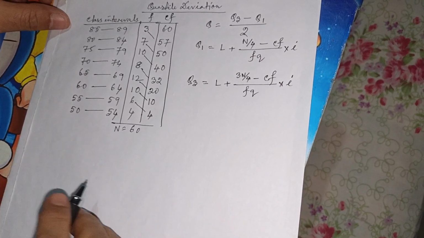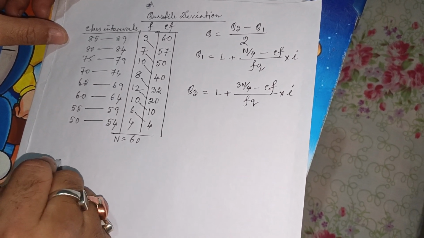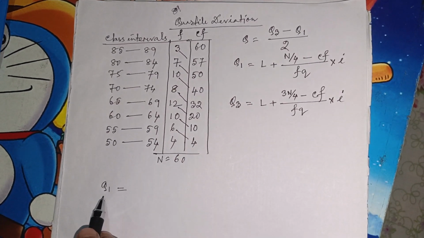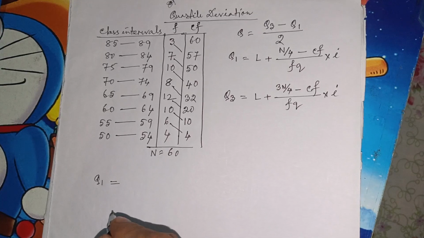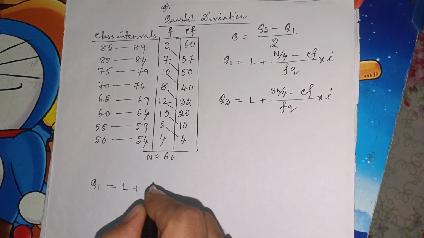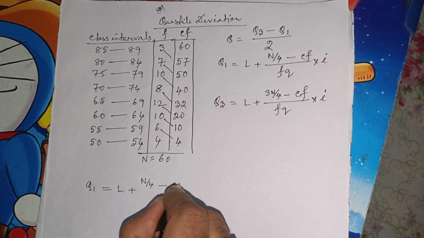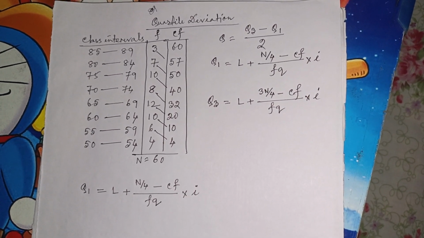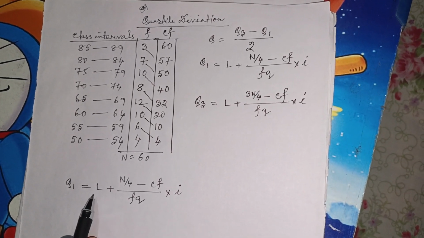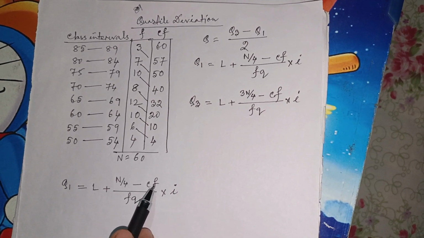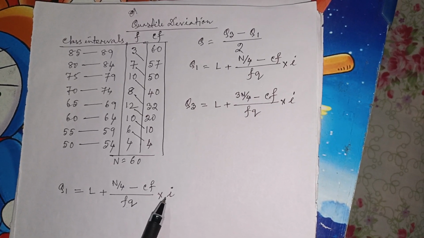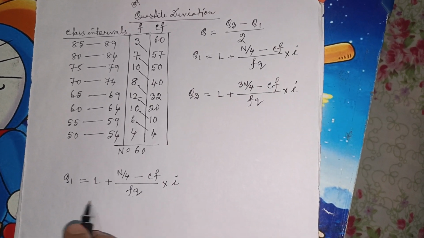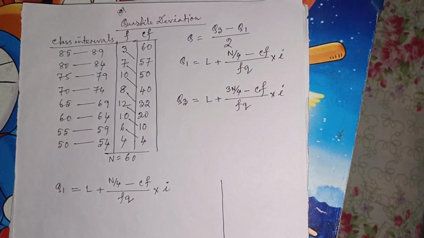Okay. So after getting this, now you go to the formula. So come to the first quartile, that is Q1. So let's first calculate the first quartile, Q1. So what is the formula? That is L plus N by 4 minus CF divided by FQ into I. So this is the formula. So here first we have to find out L, then N by 4, CF, FQ, I. After getting all the values, then we will put them in the formula. Automatically we will be able to find out the first quartile.